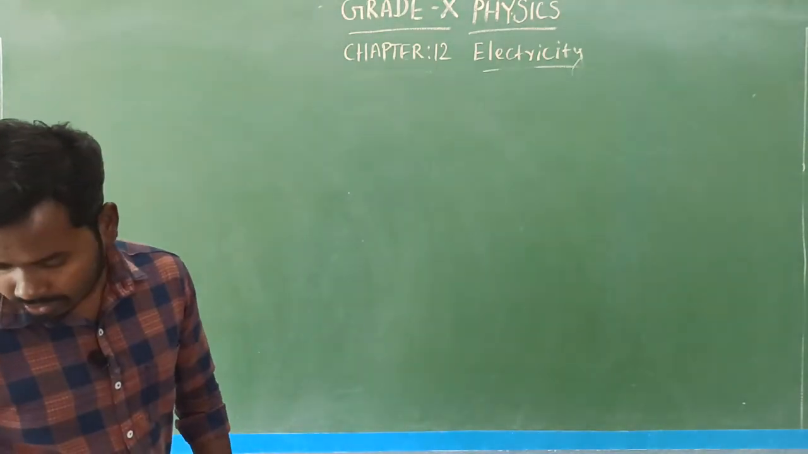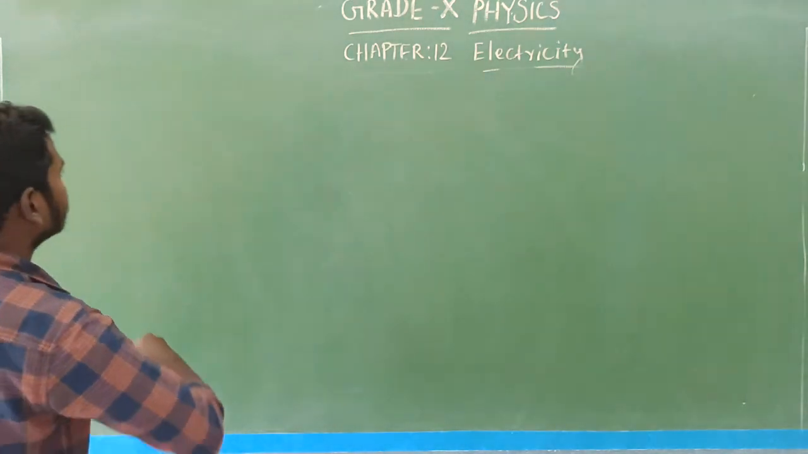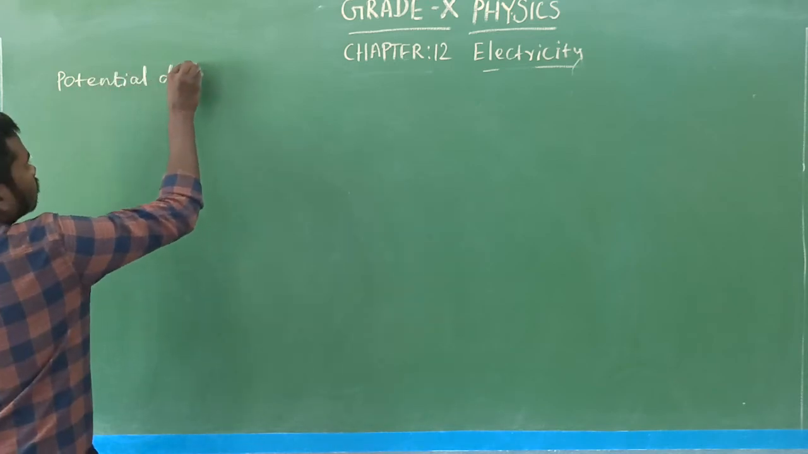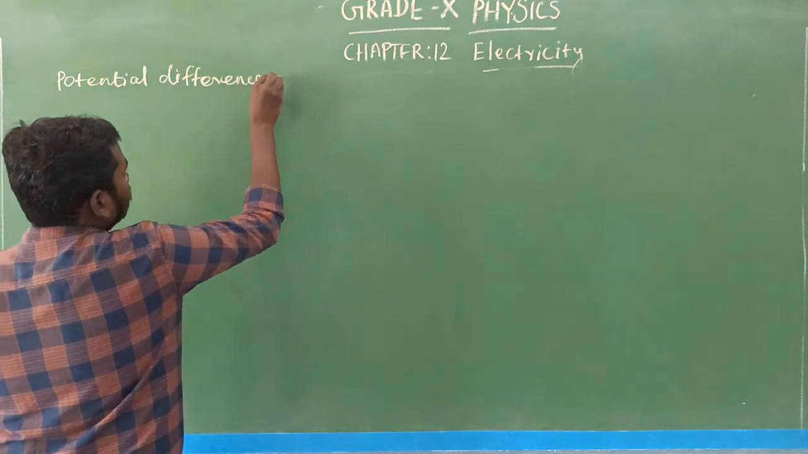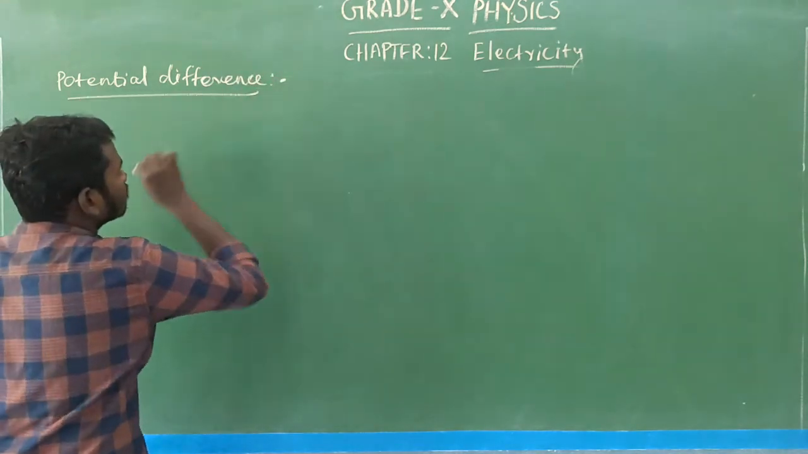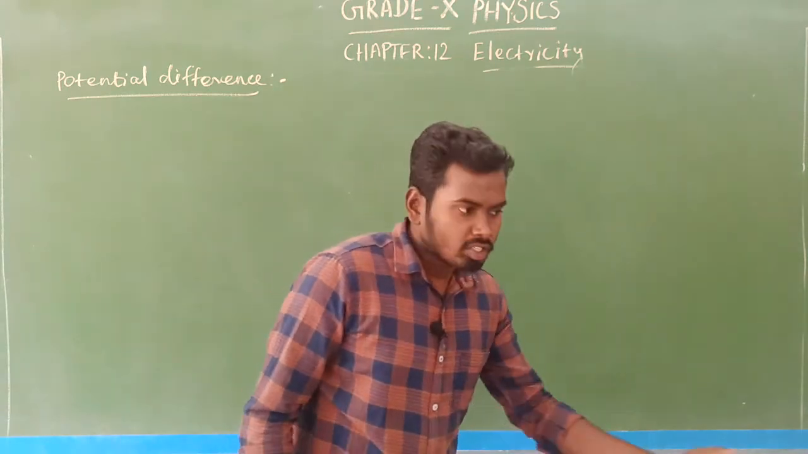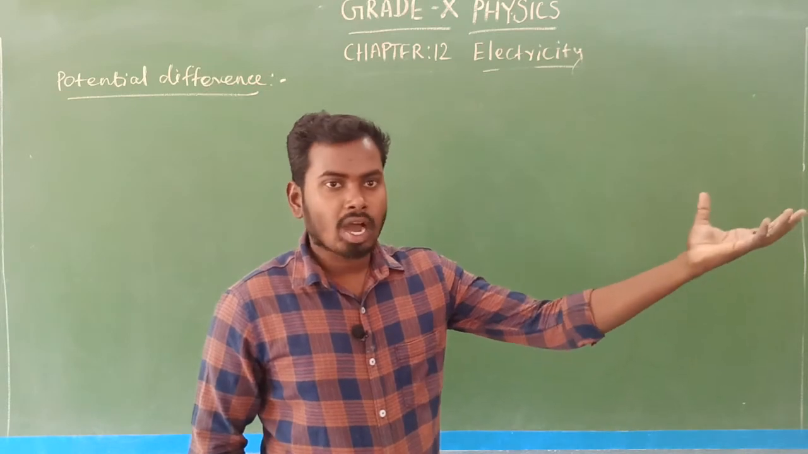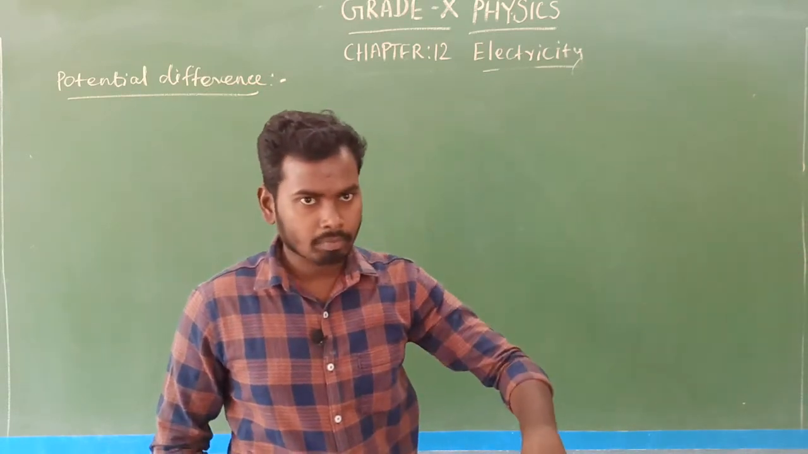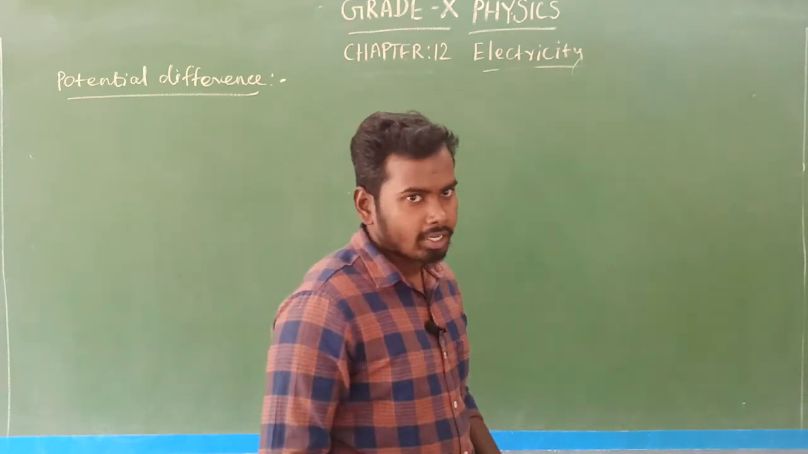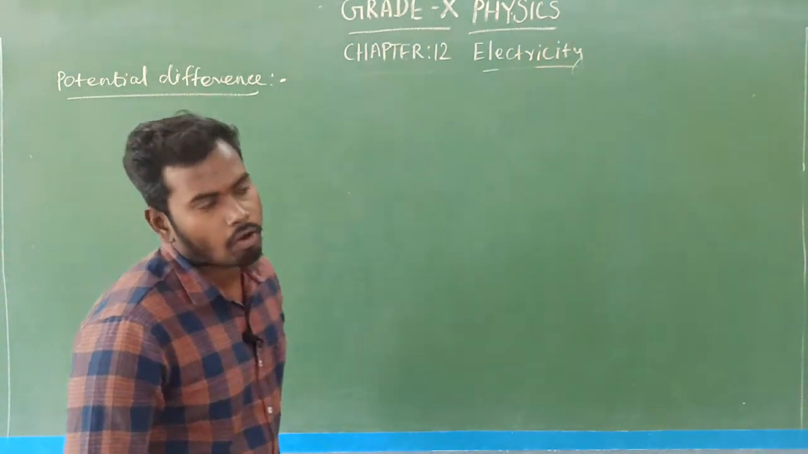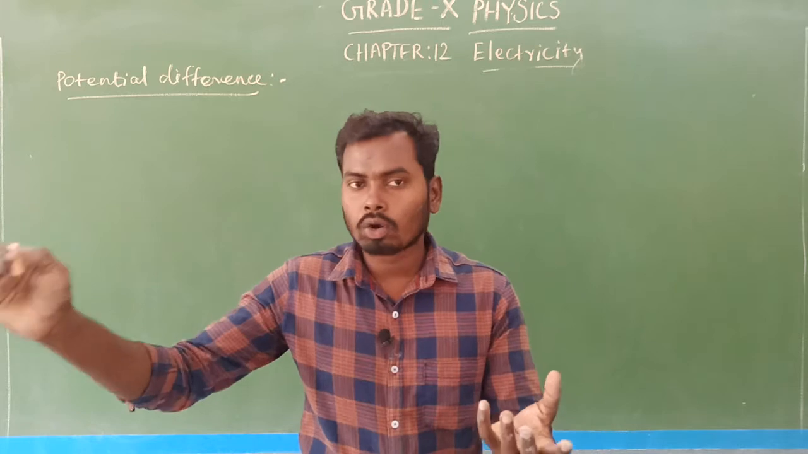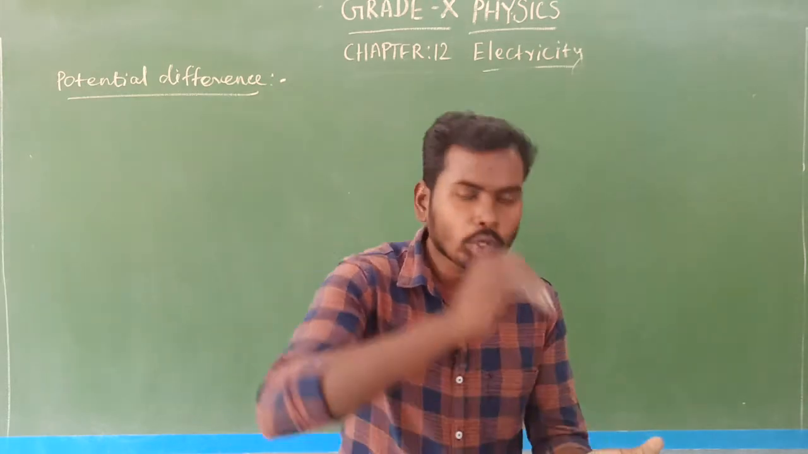Okay, so look here. Next we will see potential difference. Just now we have seen electric potential. In electric potential, we brought the charge placed from infinity to a particular point, but in potential difference we are going to bring the charges from one known point to another known point, which means from one point to another point.